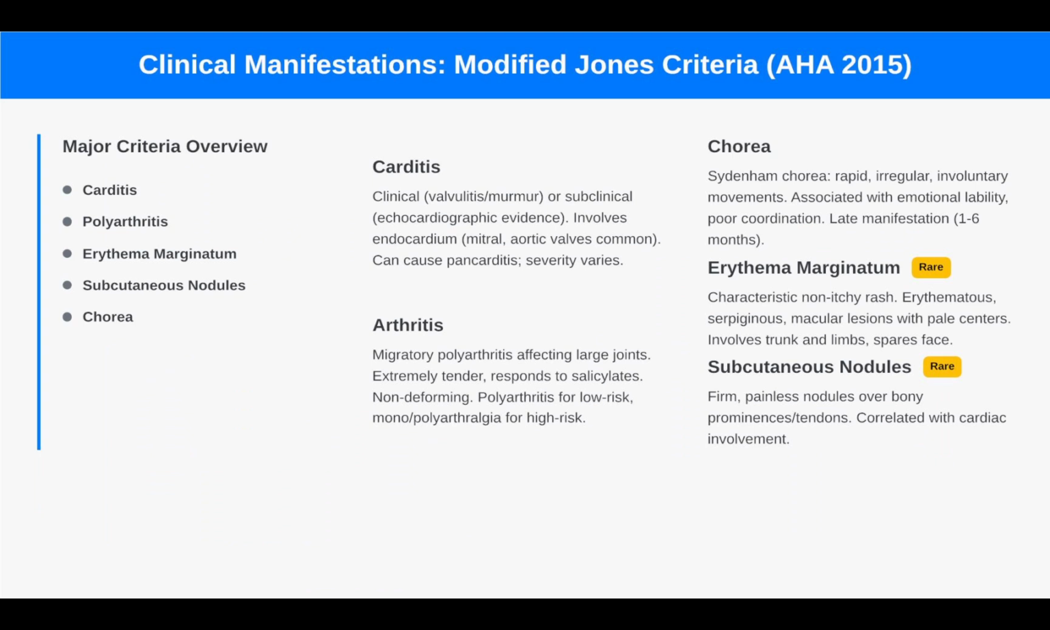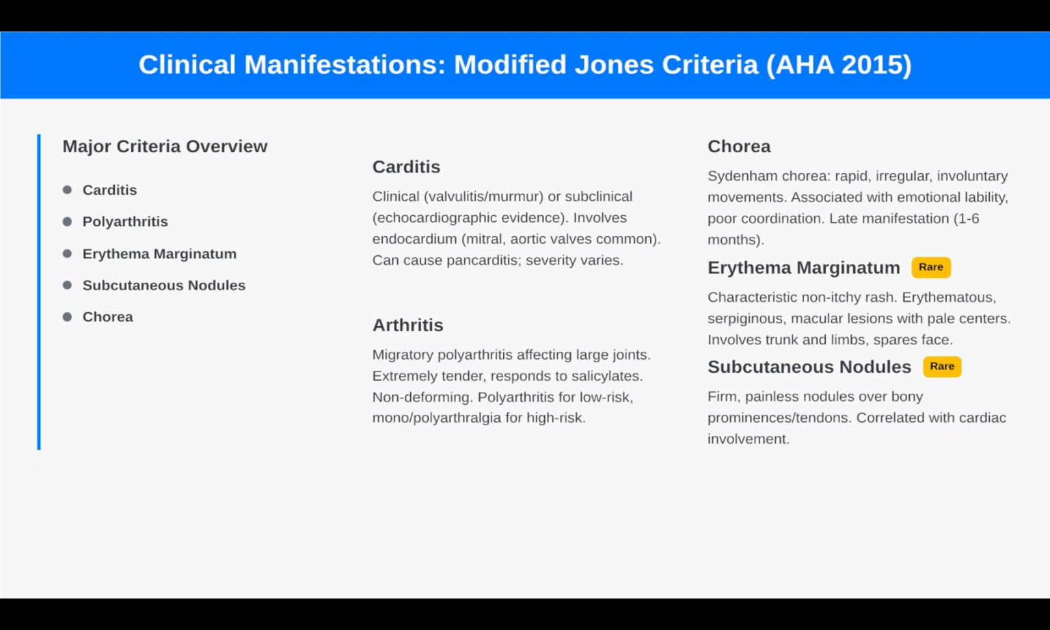It can be subtle, where only echocardiographic evidence is present, what we call subclinical carditis, or it can be obvious with clinical murmurs from valvulitis. In severe cases, it can be pancarditis affecting all layers of the heart. Crucially, the guidelines emphasize that endocardial involvement is a must, and while mitral and aortic valves are commonly affected, isolated right sided involvement is rare.